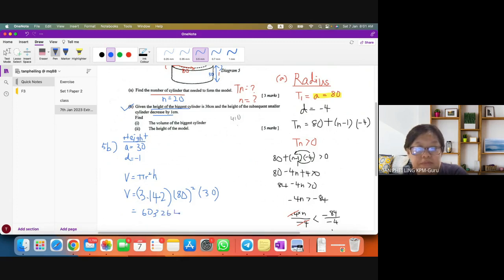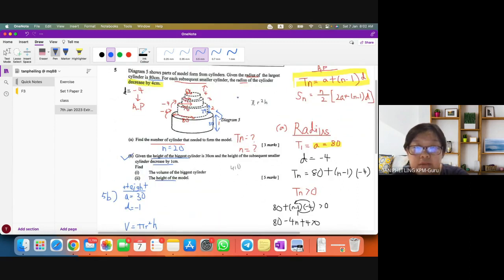603,264, right? And this one they tell us is cm, so this is cm cube. That's it. Then we move on to the height of the model, which means they ask us to find the height. The height means the total height. So how to get this? It has to be starting from the first one. You want the height, which means they want this thing total.